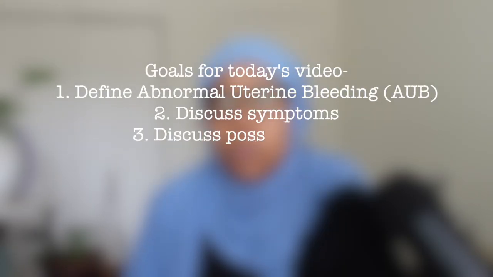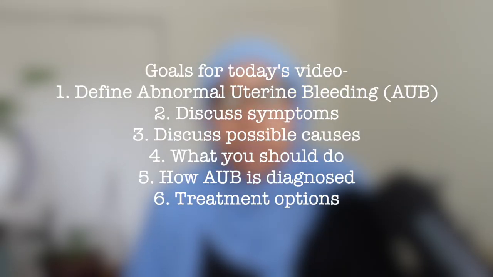In today's video, we are going to discuss abnormal uterine bleeding, or AUB. I'm going to refer to it as AUB moving forward. Now, what I want to do in this video is talk about AUB, some of the symptoms that occur with AUB, and possible causes as well. I'm going to talk about what you should do if you believe you have AUB and how you can track yourself. I also want to talk about how this is diagnosed as well as treatment options that are available to you.